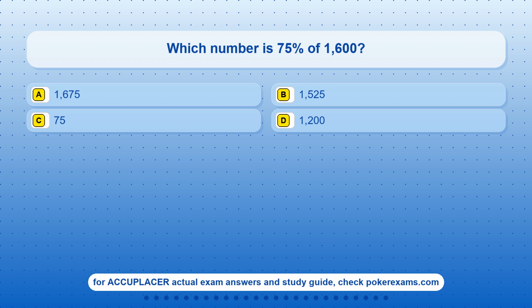Question 16. Which number is 75% of 1,600? Option A, 1,675. Option B, 1,525. Option C, 75. Option D, 1,200.